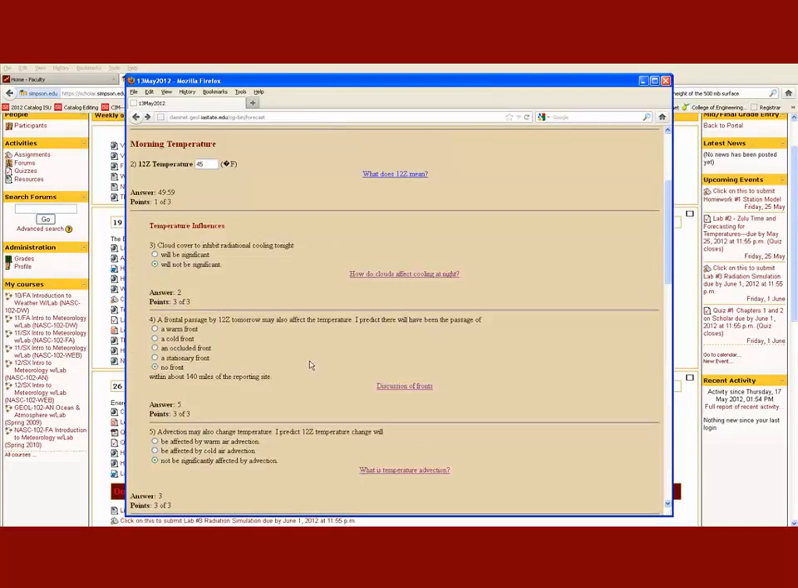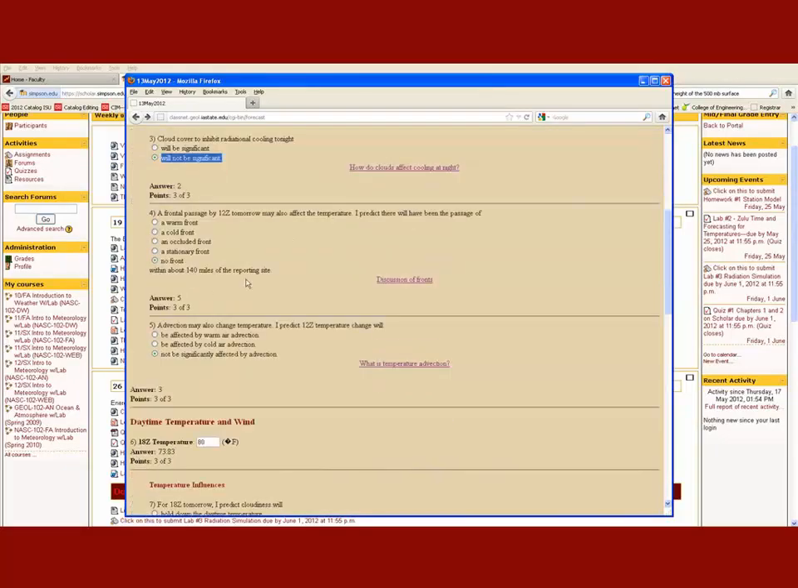Cloud cover, well, it either is or it is not. I said it would not be significant enough to inhibit radiational cooling, and sure enough, you'll notice I got 3 out of 3. Notice it said answer was 2. In other words, it was choice number 2. This is choice number 1. This is choice number 2. For question number 4, I said, well, there won't be any fronts passing through Iowa. And lo and behold, I got 3 out of 3 because the answer was choice number 5, which would be no front.